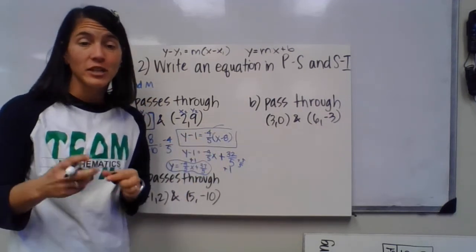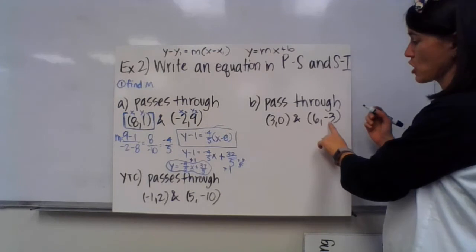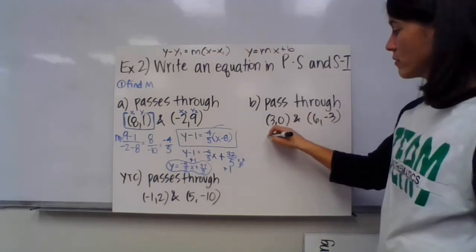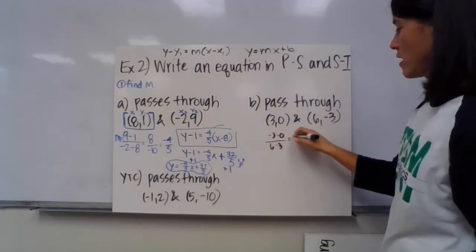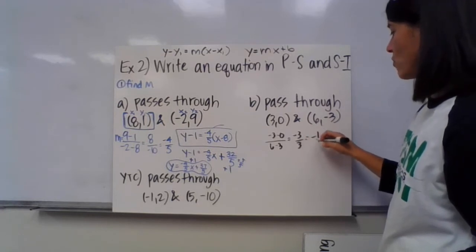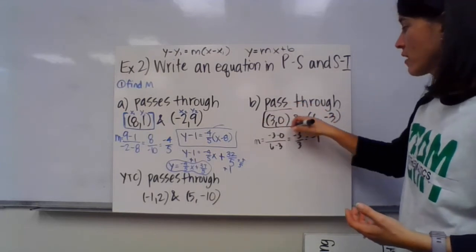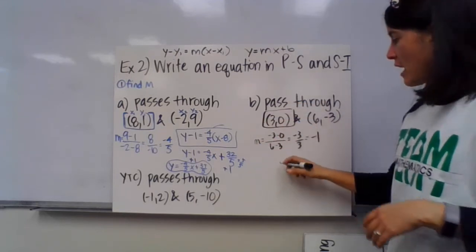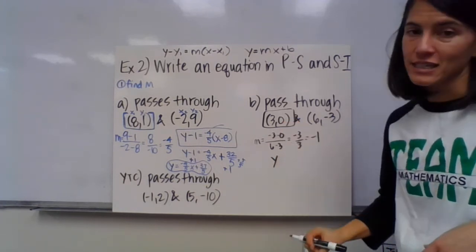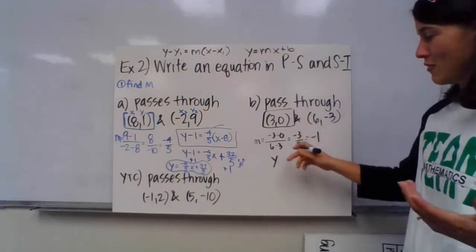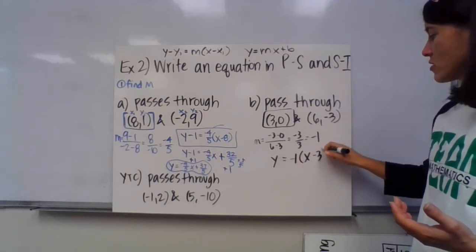So here we go to B. First thing we need to do is find the slope of these 2 points. So to find the slope, I'm going to subtract -3 minus 0 over 6 minus 3. And I get -3 over 3, which is -1. So that is my slope. And again, I need to pick a point. I'm just going to pick the first point. And I get y minus 0. So if it's y minus 0, I don't need to write y minus 0. Equals m, which is -1, x minus 3.